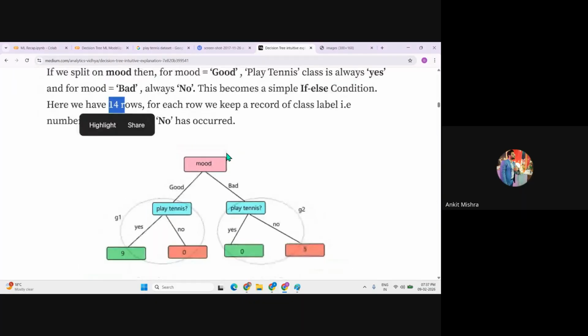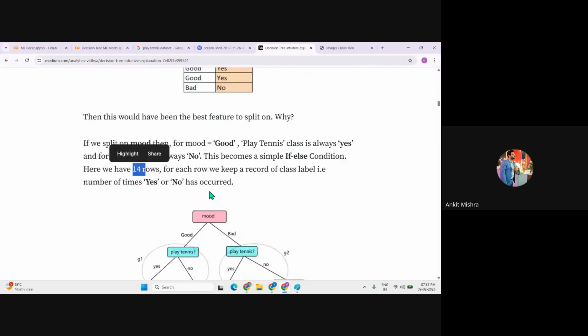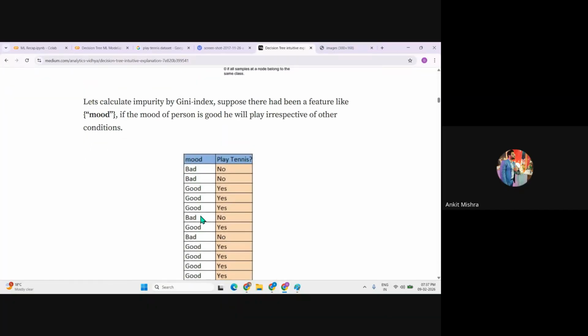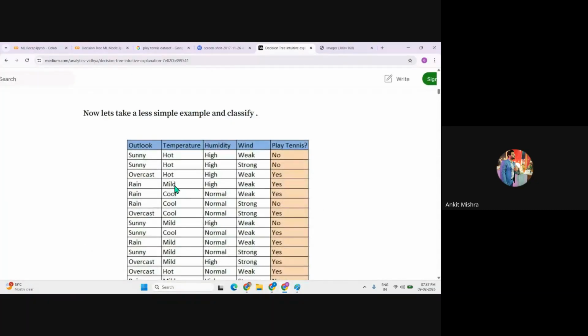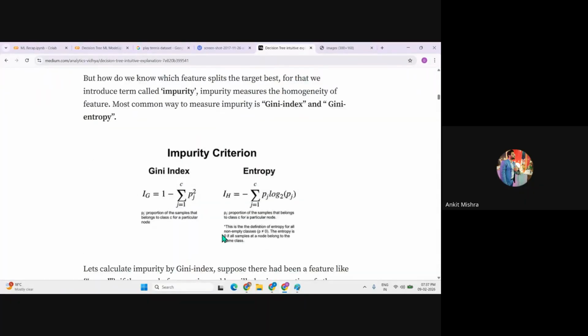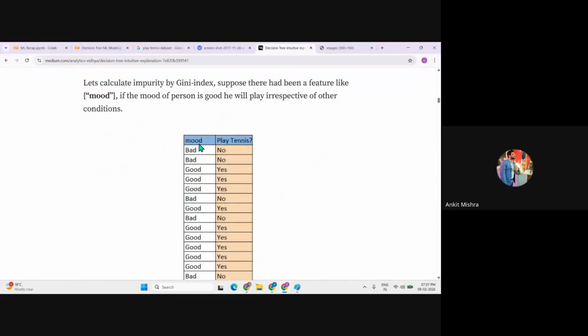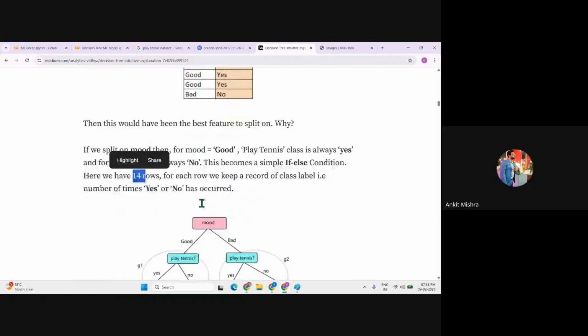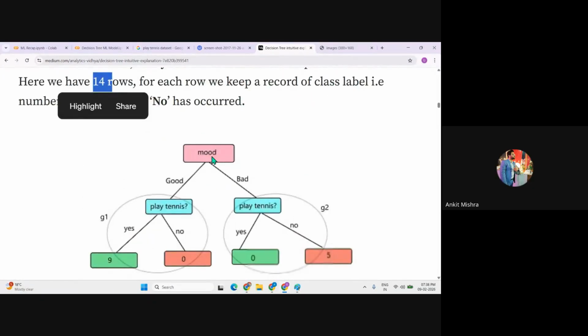Let me repeat this again. This is not the actual implementation. We are just understanding how to calculate the Gini index, right? This mood column is not part of the actual data set. In the actual data set, we have only 4 columns followed by the target column, right? So why are we considering this? We are just taking this for explanation, to check how good the split is. So let's consider mood as the root node. If the mood is good, we have one question, play tennis. If the mood is bad, we again have one question, play tennis.